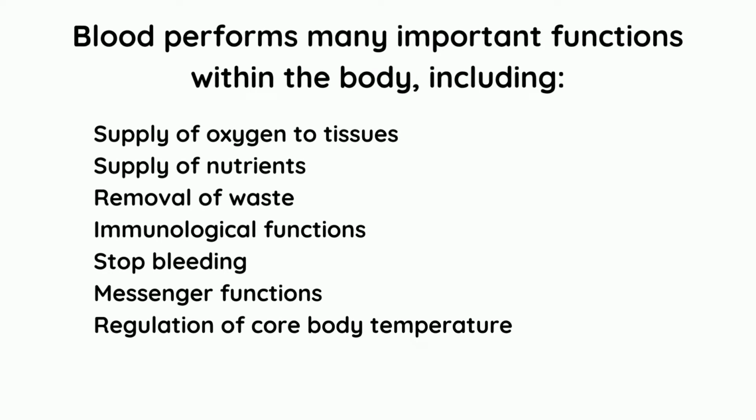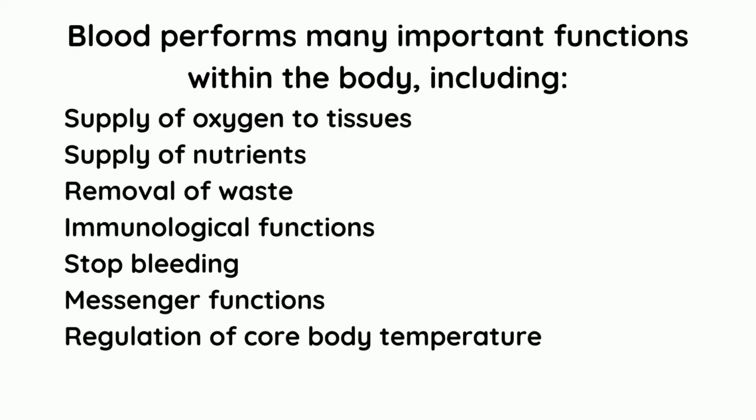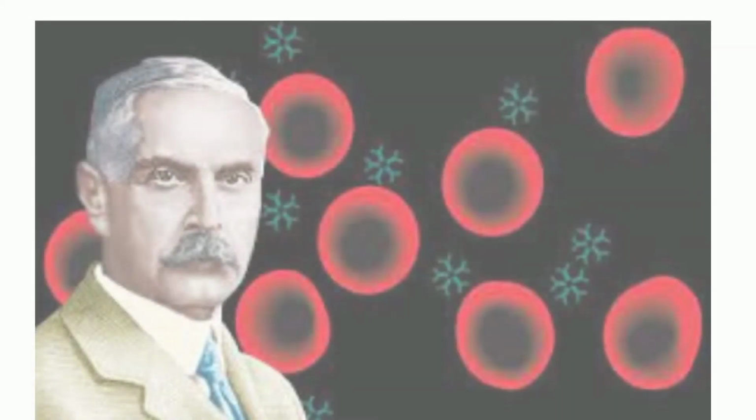These are some of the functions that the blood performs. It includes supply of oxygen, supply of nutrients, and removal of waste. It can also be carried to our brain, which I explained earlier. It stops bleeding. It also helps to carry information to different parts of the body and also regulates our body temperature. Do you see it now? Blood helps us to feel warm and feel cold at times. Do you get it now? Yes, we call it homeostasis, when your body is able to regulate its temperature.